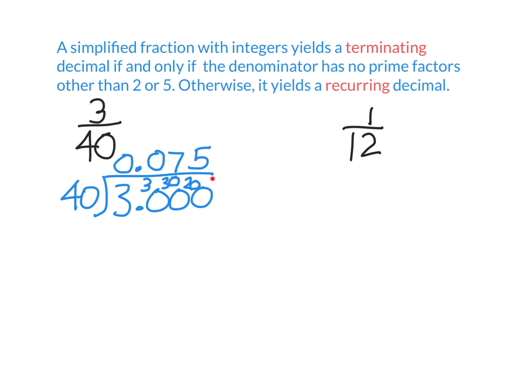Now we stop there because there's no remainder. 40 goes into 200 evenly. So this is a terminating decimal.